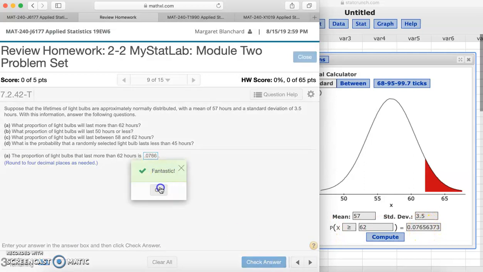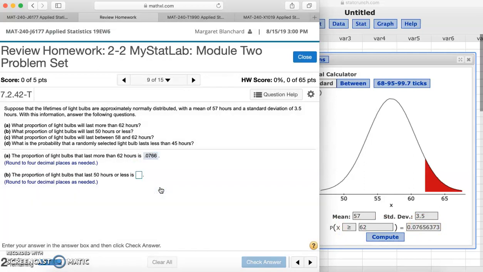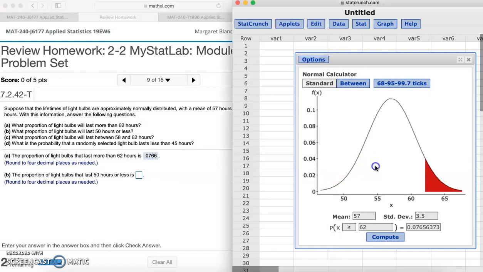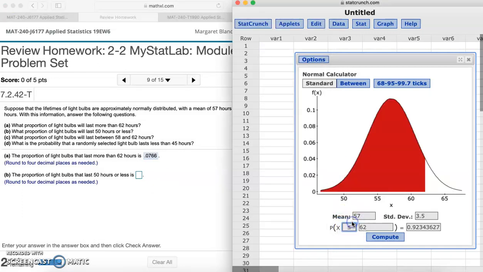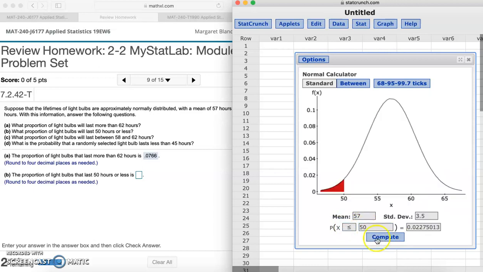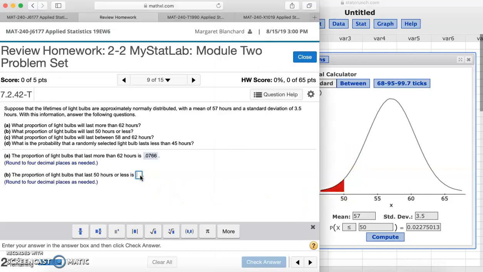Check answer. Fantastic. The proportion of light bulbs that last 50 hours or less. So that means we need to do a less than symbol and put in 50 here, compute. And that's going to give us this probability here. Again, you see that 50 part, and to the left is shaded. Now we're looking at less than, so that's the probability that X is less than 50. So here are our answers right down here. We're going to put that in. It's 0.0228. Again, that 5 rounds that 7 up to an 8.